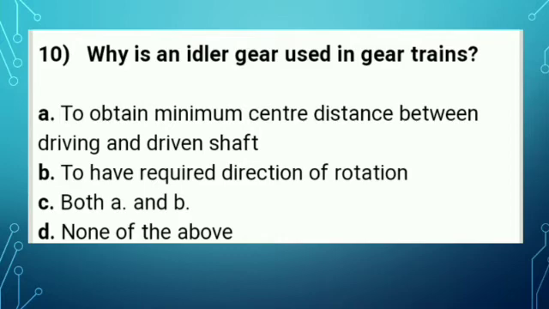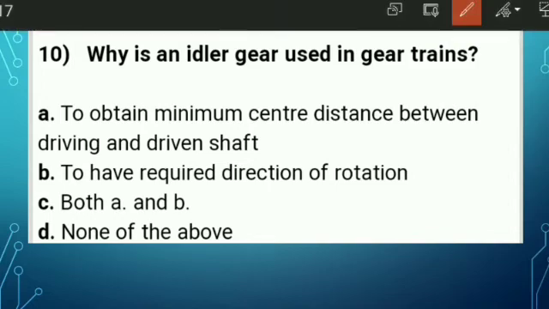So in that case, I teach you in the theory of machines lectures. Option A, to obtain minimum center distance between driving and driven shaft. This is false. Option B, to have the required direction of rotation. This is a true statement. So we can say option B is the correct answer.